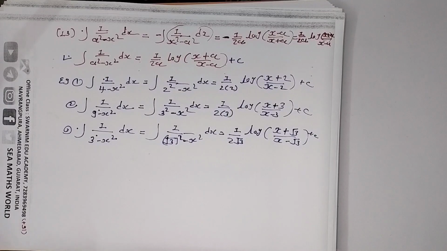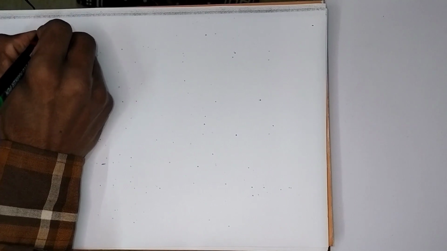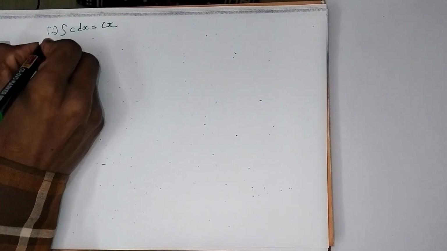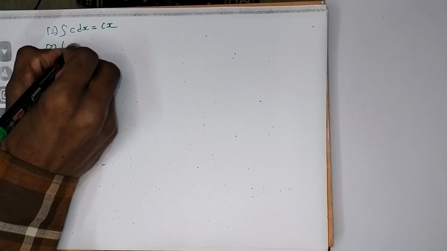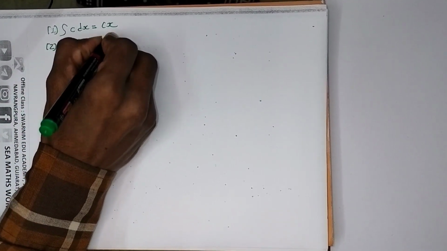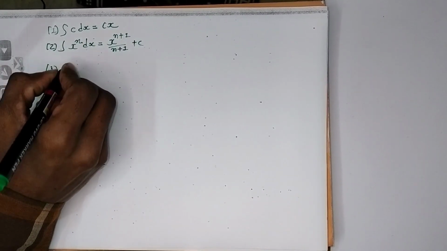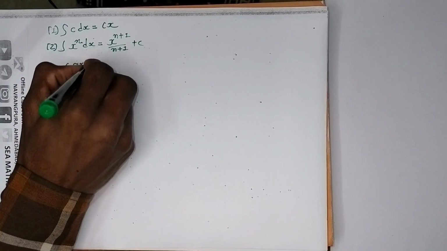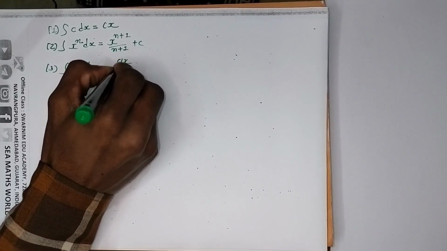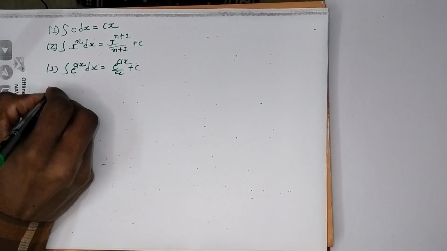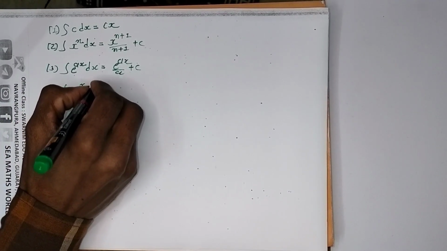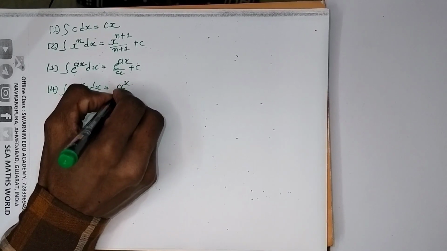So we have studied 13 formulas. Quickly, we are going to revise them one by one. We have studied the first formula, integration of any constant term c with respect to x is cx. The second formula, integration of x raised to n with respect to x is x raised to n plus 1 upon n plus 1 plus c. Then integration of e raised to x is e raised to x upon a plus c. Then integration of a raised to x is a raised to x upon log a.